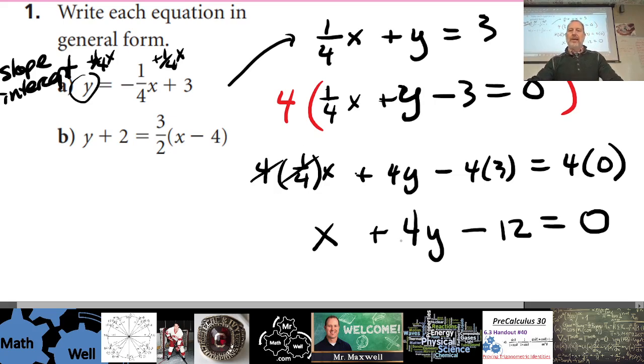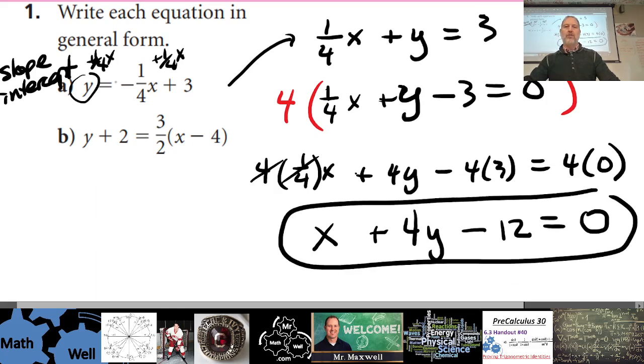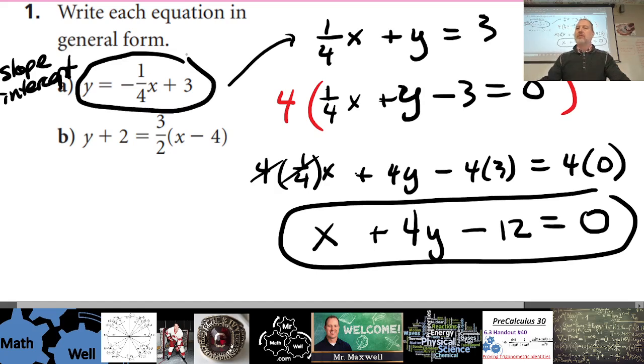All right, so now I've got everything over to one side. My x term coefficient is positive and it's a whole number. So am I done? Do you think I'm done? I've got everything over to one side, I've got 0 on this side, and I've got a positive whole number for x. I am done. This is your final version, this is your general form of this one. Now they look very different, don't they? They look very different, but they are exactly the same line.